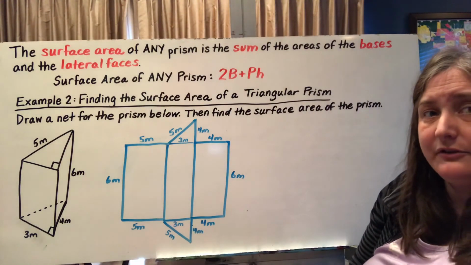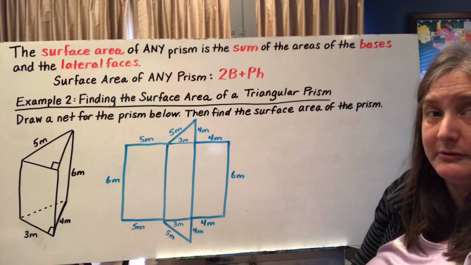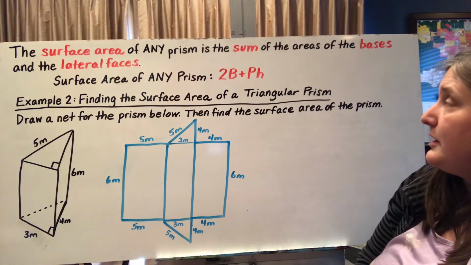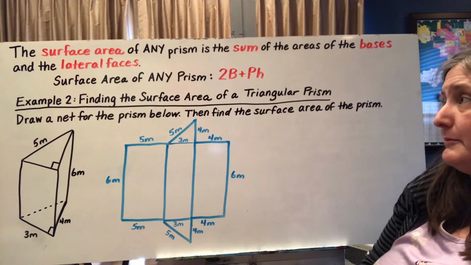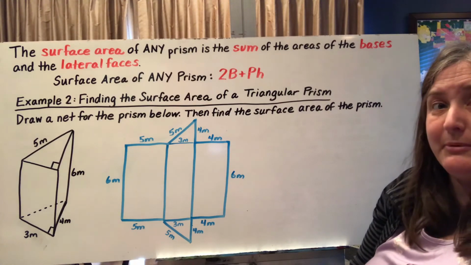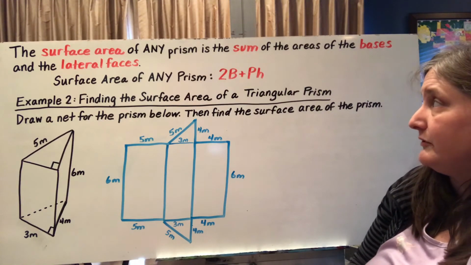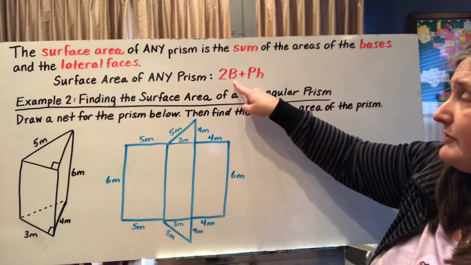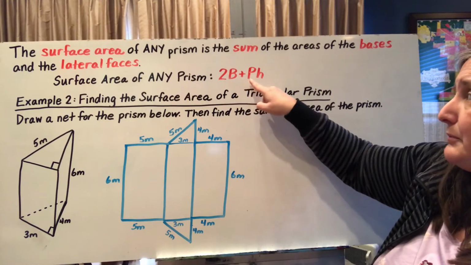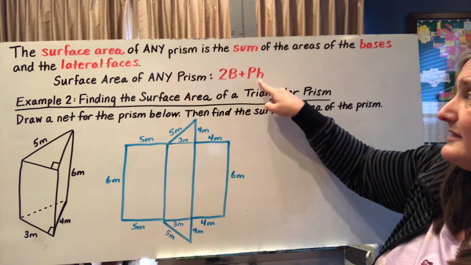So if we're trying to find the surface area of any prism, not just rectangular ones, we are also finding the sum of the area of the bases and the lateral faces. But a formula that will work for any prism is 2 times the area of the base plus the perimeter of the base times the height.